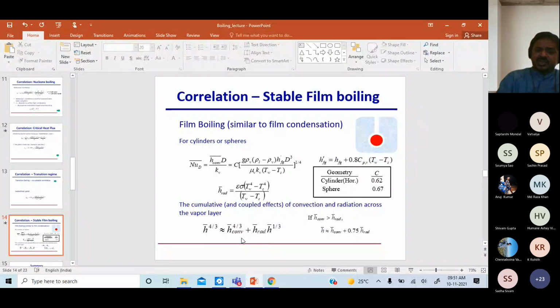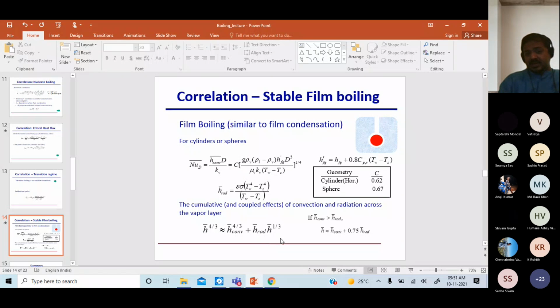The average heat transfer coefficient is related to the convection and radiation coefficients by this. So if it's a film boiling problem, you first find out from this Nusselt number correlation the heat transfer coefficient due to convection. You find the heat transfer coefficient due to radiation from the second equation, and then the overall heat transfer coefficient is related to the two by this.